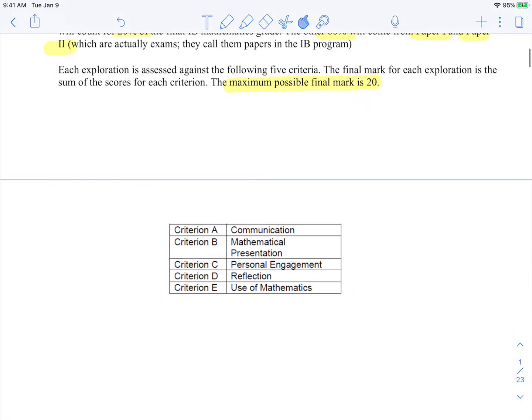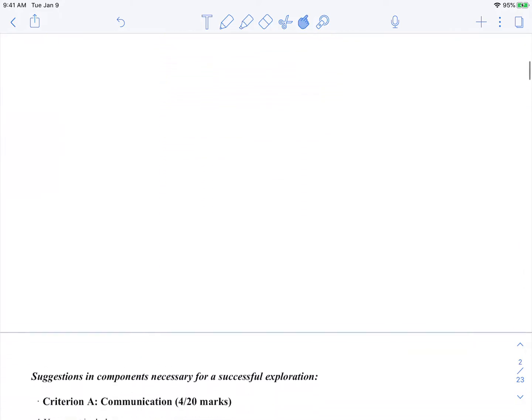And then there are these 5 criteria to make up these 20 points. So criterion A is dealing with communication. Criterion B is your mathematical presentation. Criterion C is your personal engagement. Criterion D, reflection. And then criterion E is use of mathematics. So we're going to break those down in a little bit.